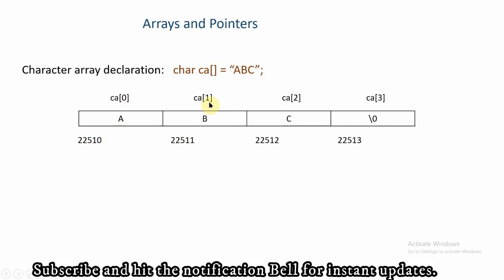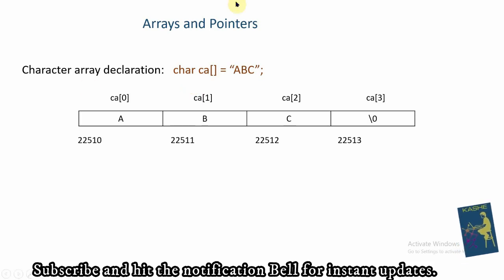Then CA of 1 gives us the second character, which will be stored at 22511, because each character takes 1 byte, and each byte requires 1 memory location. Then the third memory location will have the character C, and the final memory location 22513 will have a null character in it. Guys, always remember one point.